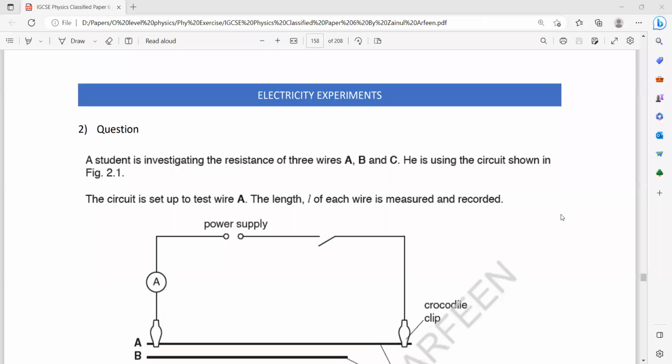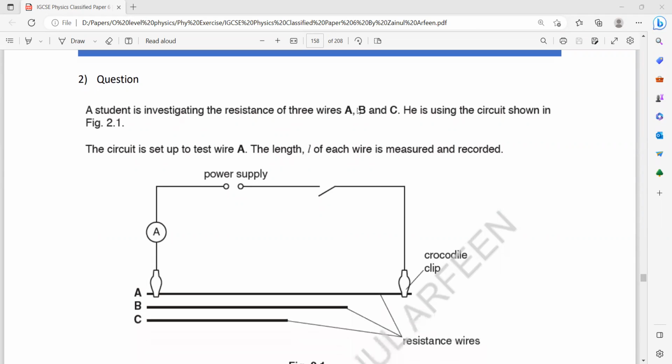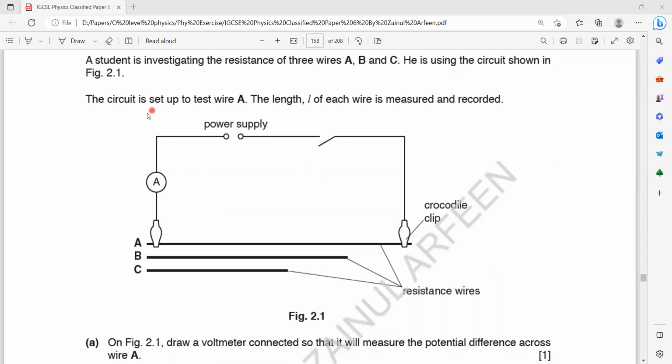So the electricity experiment, the experiments related to voltage, current, and resistance. As you can see, a student is investigating the resistance of three wires, A, B, and C. What did the student do? He's using the circuit as shown in figure 2.1. The circuit is set up to test the wire A. The length L of each wire is measured and recorded.